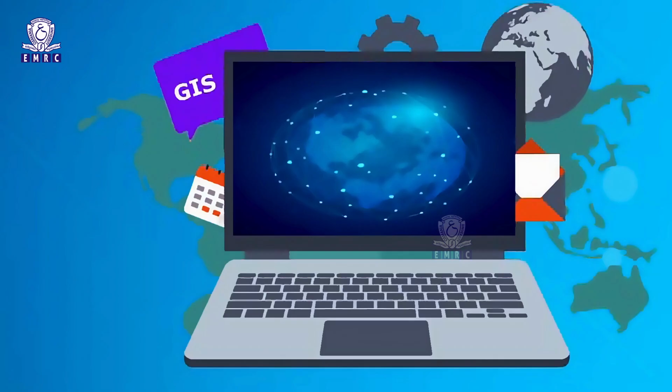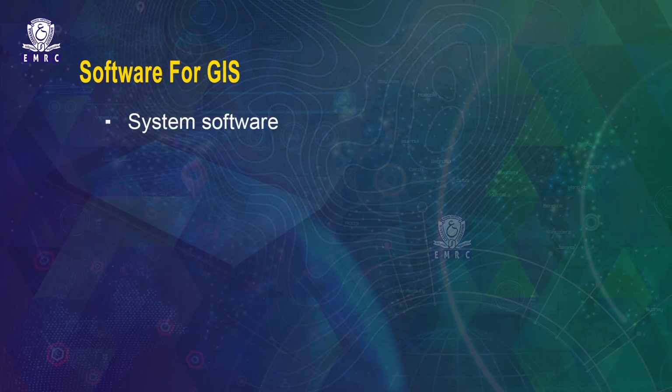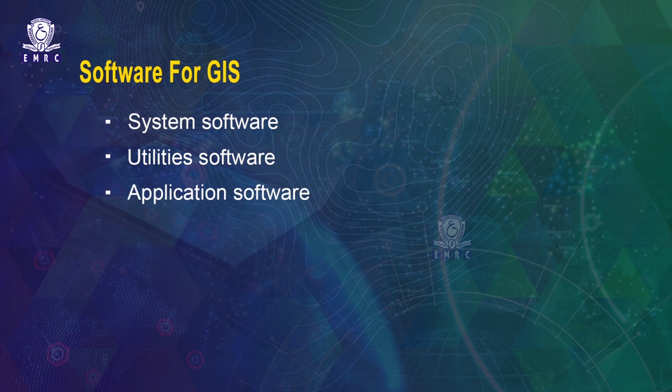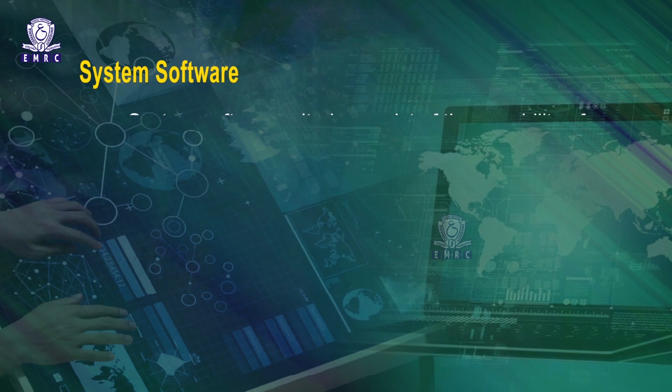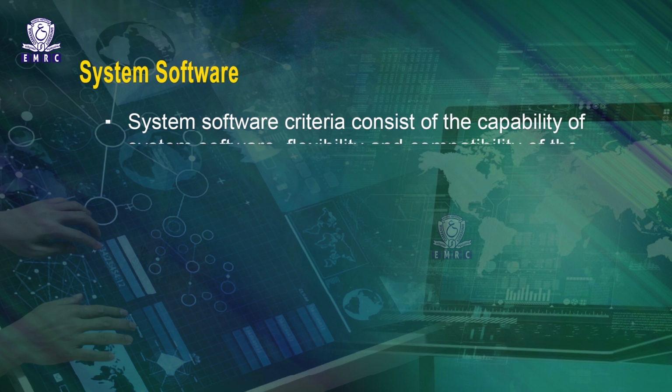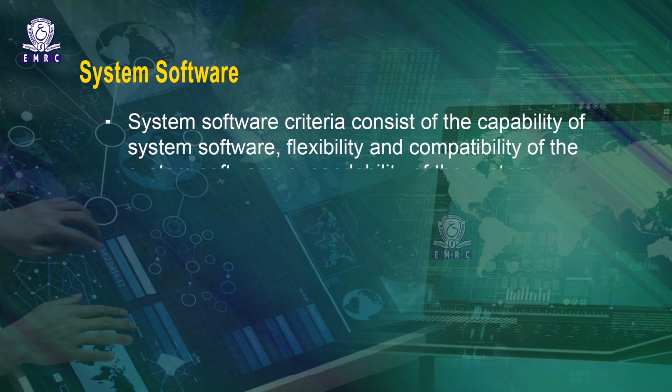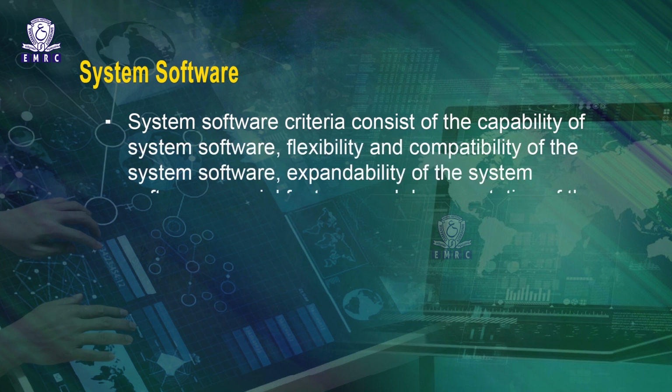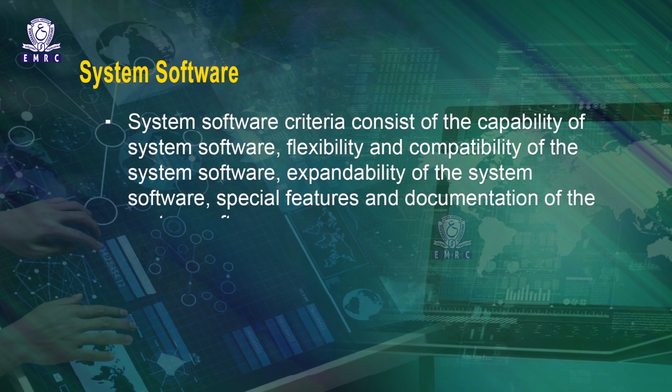Software. The software criteria consist of the system software, utilities software and application software. The system software criteria consist of the capability of the system software, flexibility and compatibility of the system software, expandability of the system software, special features and documentation of the system software.